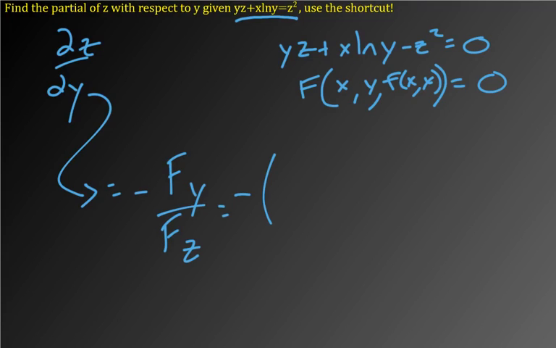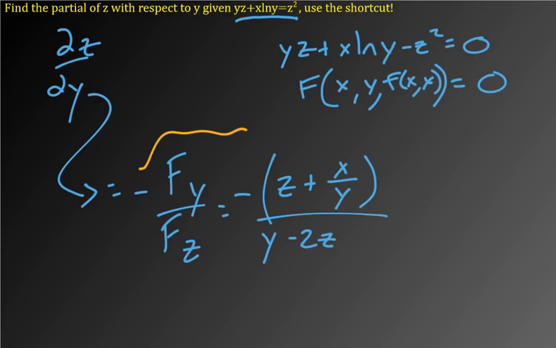So F with respect to y is going to be z plus x over y, and then there's no y here, so we can just ignore that. And then this thing with respect to z now is going to be y, then there's no z in here, so then just minus 2z. And you could simplify it if you want, but that's fine. So that would be it.